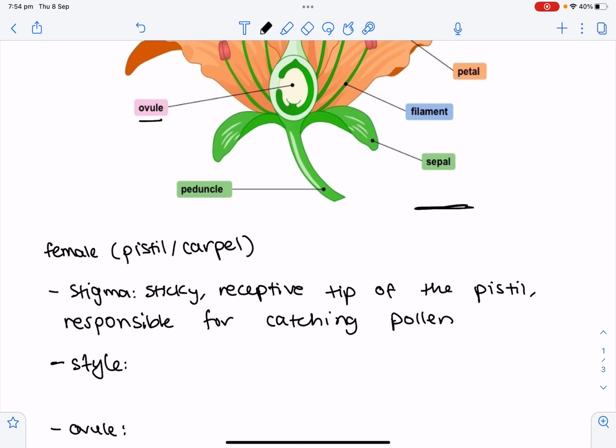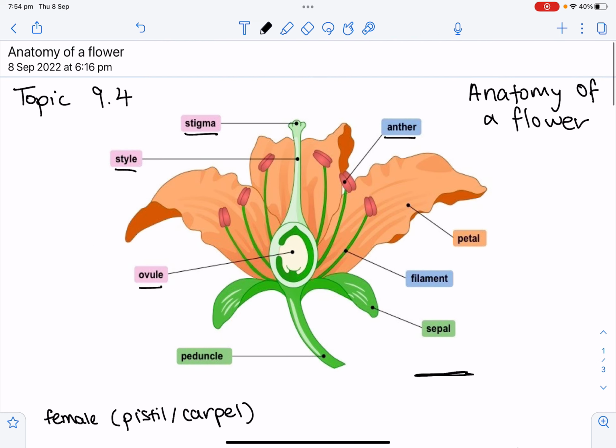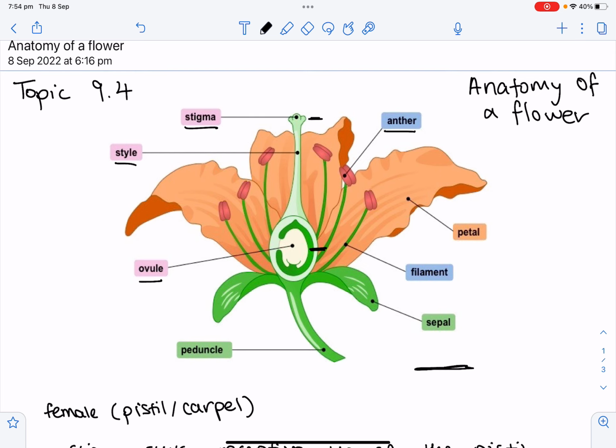Secondly, we have the style, which is a tube that essentially connects the stigma and the ovule together. When a pollen tube grows to transfer the pollen grains from the stigma to the ovule, it grows through this style. The style also elevates the stigma outside of the flower, as I mentioned before, to help it catch the pollen.